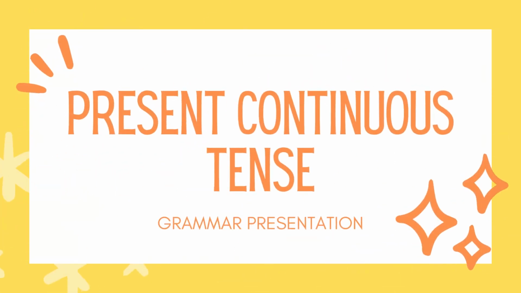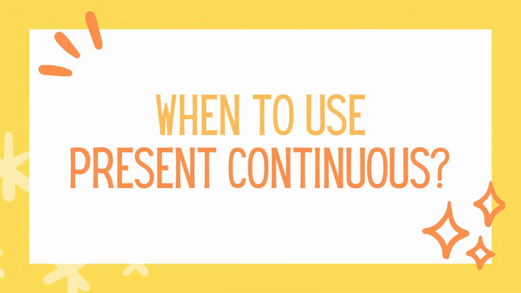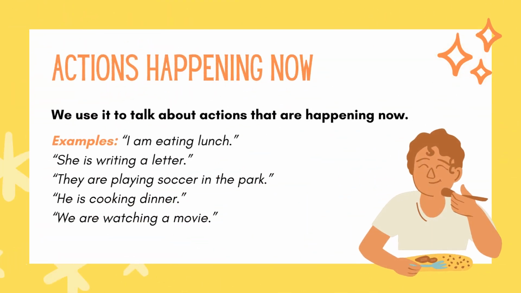Present continuous tense. When to use present continuous? Actions happening now. We use it to talk about actions that are happening now.